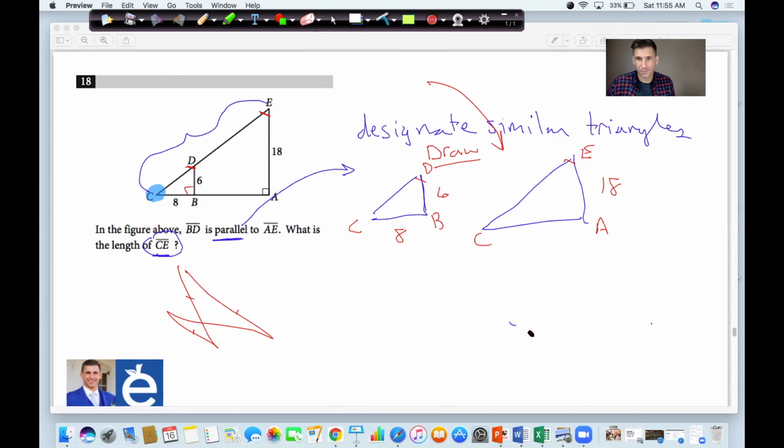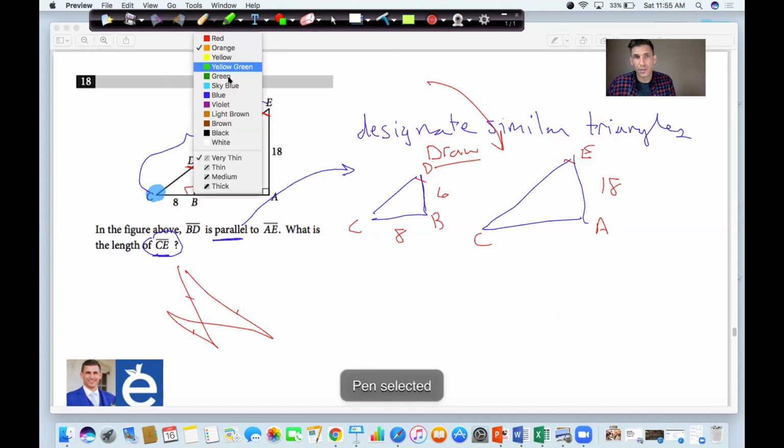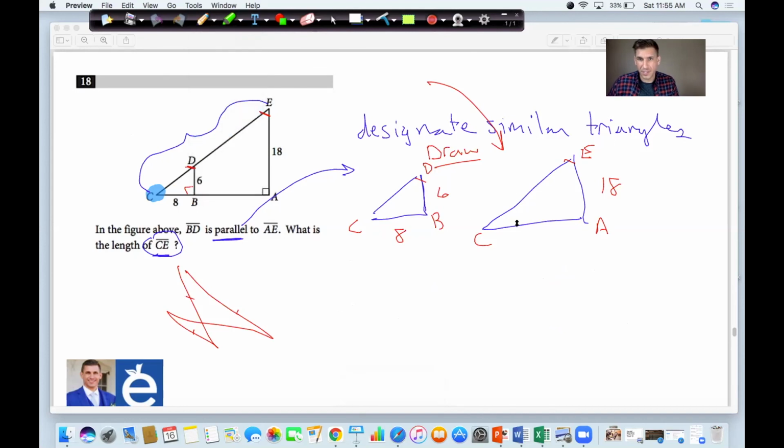And the side they're asking me for is going to be CE. So this is what they want, okay? The problem is CE is proportional to CD. I don't have CD. That's kind of the issue.